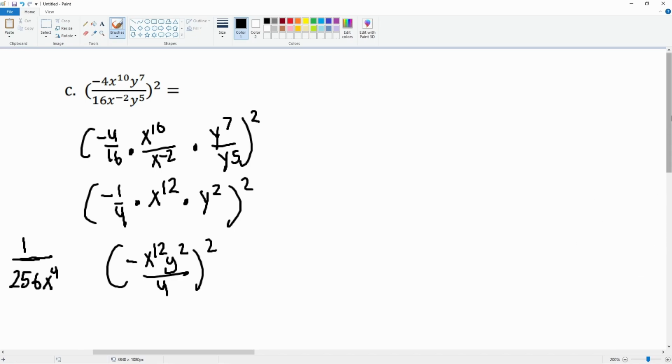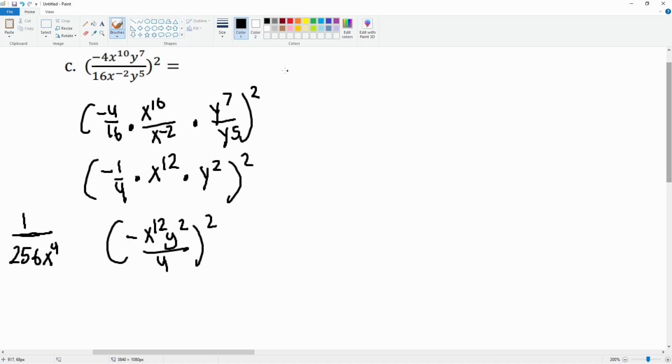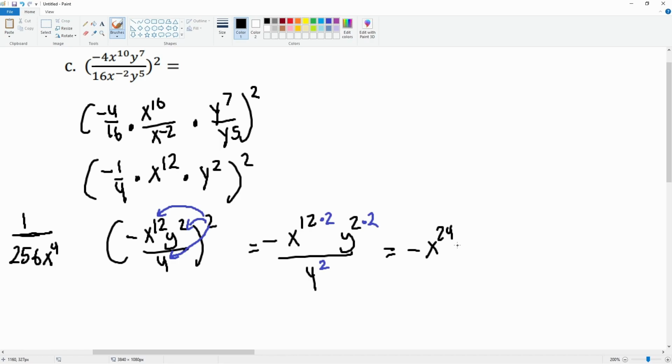That 2nd power can now be distributed to each one of the terms. So it's distributed to the x to the 12, y squared, and to the 4. This becomes now negative x to the 12 times 2, y squared times 2, and then we have a 4 to the 2nd power. This does simplify, getting us x to the 24, y to the 4, and a 16 on the bottom. That would be its complete answer.